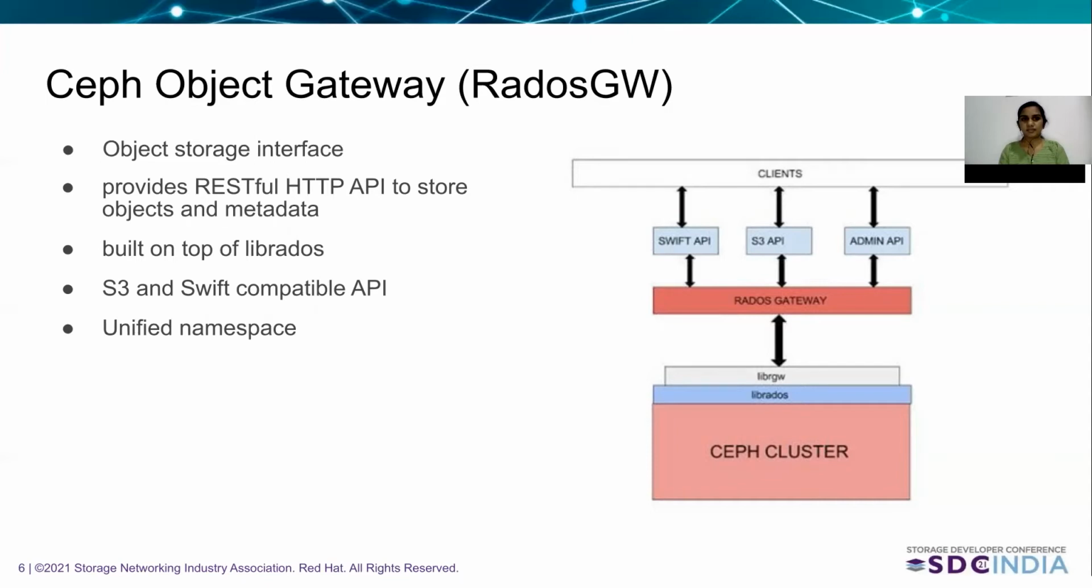Currently it is compatible with both S3 and OpenStack Swift, and it provides a unified namespace for these two, which means that the buckets or objects created by S3 users can be accessed by OpenStack Swift users and vice versa, provided the users have write permissions.